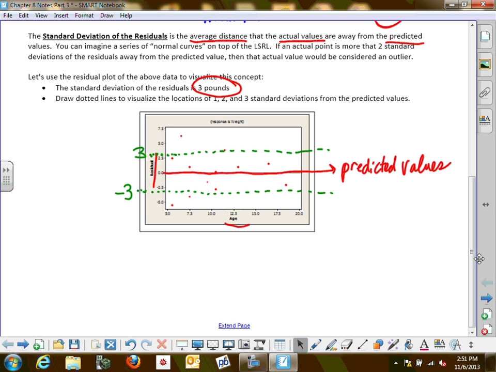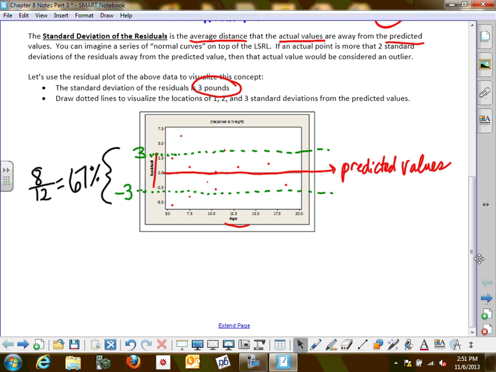Think of the normal model. What percent of points should fall within 1 standard deviation of the predicted? Good, 68%. If I look at this, there are 12 actual data points here, and if I counted, I've got 8 of them within 1 standard deviation. Well, that comes out to be 66.67%, so rounds to 67%. Boom, so we're good. We're seeing a good relationship there.